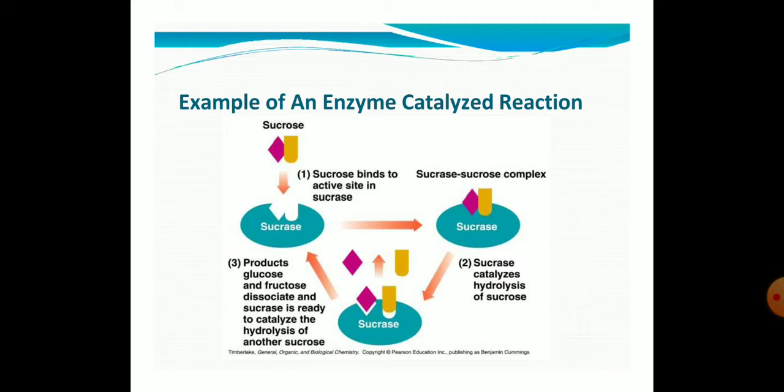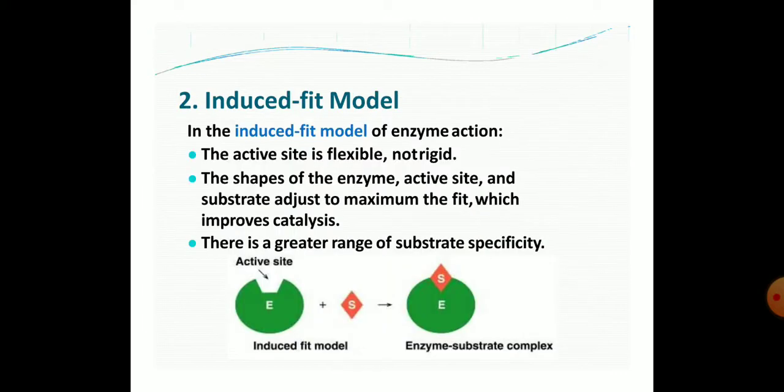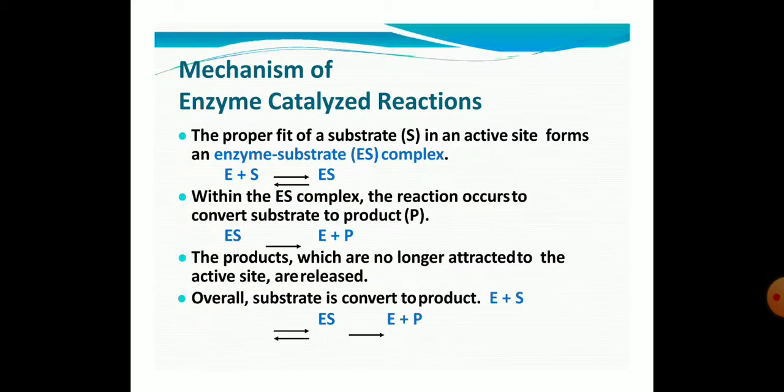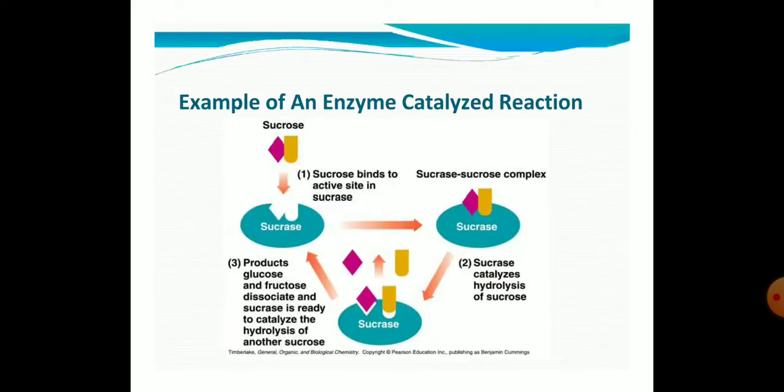This picture shows how the enzyme catalytic reaction takes place. Sucrose binds to the active site of sucrase, the enzyme involved. The first step in sucrase catalysis is hydrolysis of the sucrose, and the third step produces glucose and fructose. Then the sucrase is ready to catalyze the hydrolysis of another sucrose. This is how enzyme catalytic action takes place. The two hypotheses, the lock and key model and the induced fit theory, explain the enzyme mechanism of reaction. This is an overview of the enzymatic mechanism.